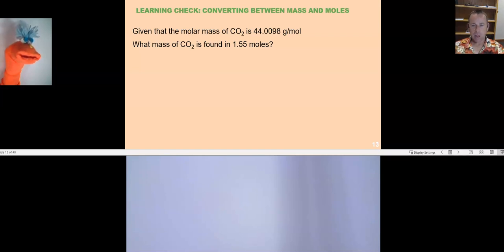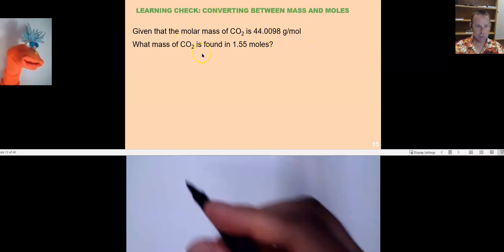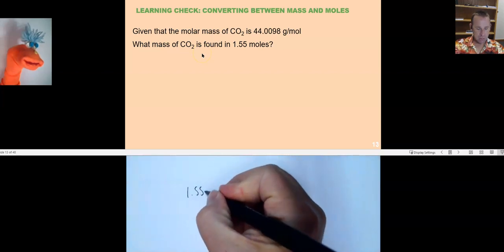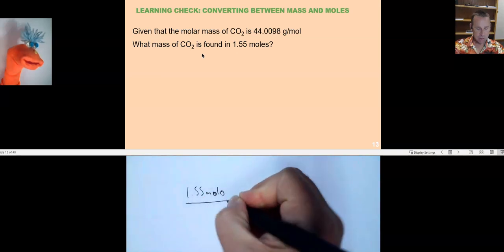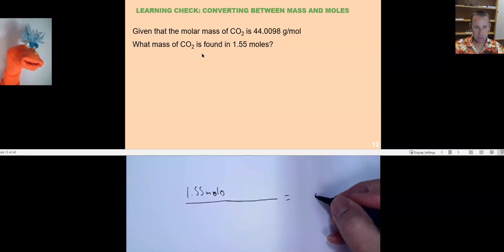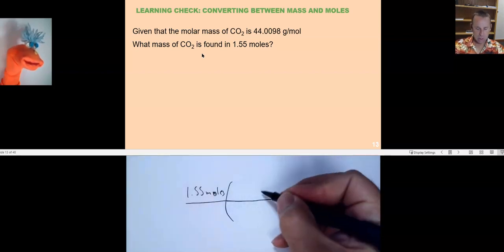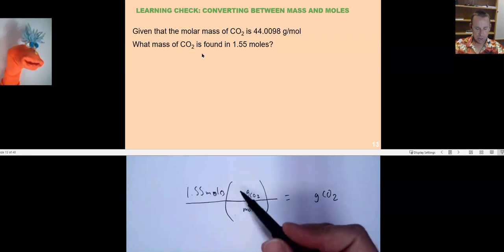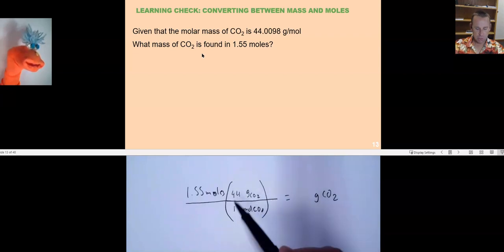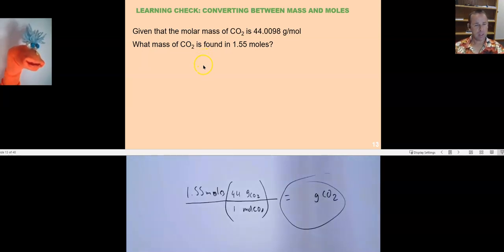Right. So we solved this problem last time. We saw that if we know the grams per mole of carbon dioxide, and we start with 1.55 moles of carbon dioxide, we want to identify how many grams of carbon dioxide that is. We can use our conversion factor here, converting from moles of carbon dioxide to grams of carbon dioxide. I put in the correct values, 44 grams for every 1 mole, and that gives me my answer.